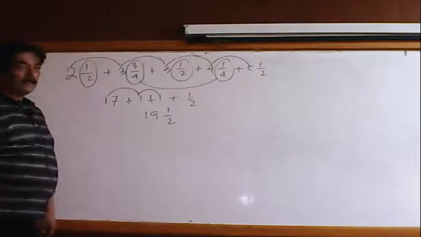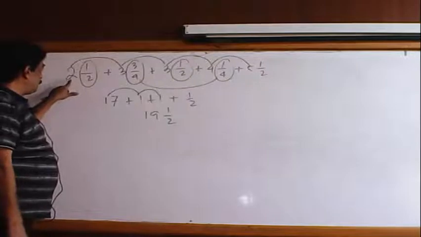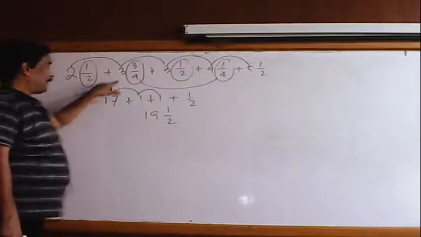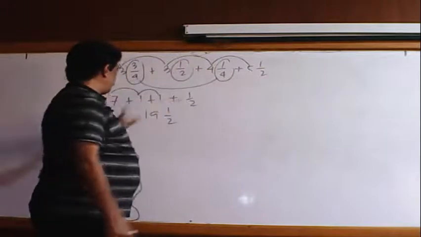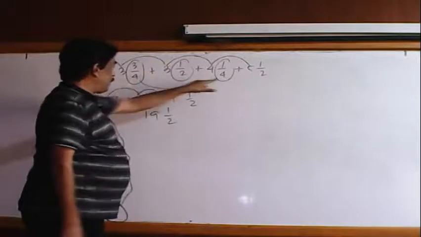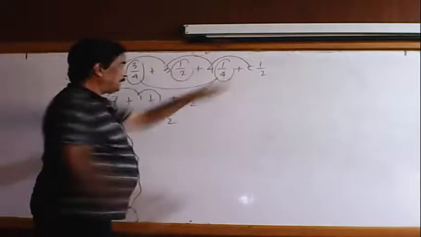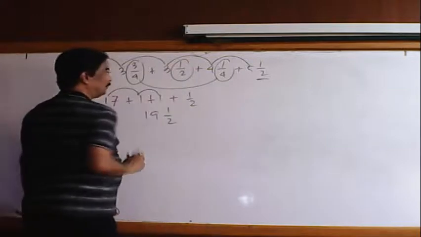Most important, you have to add up using the technique. First, add the whole numbers. 2 plus 3, 5. 5 plus 3, 8. 8 plus 4, 12. 12 plus 5, 17 first. 1 by 2, 1 by 2 is 1. 3 by 4, 1 by 4 is 1. The remaining part is a half. So I write 17, 18, 19 and half.